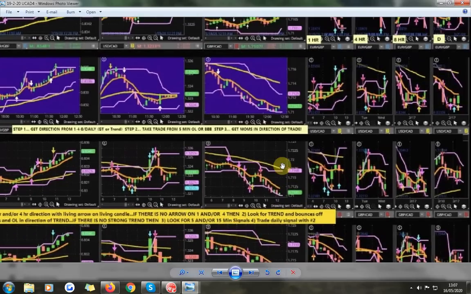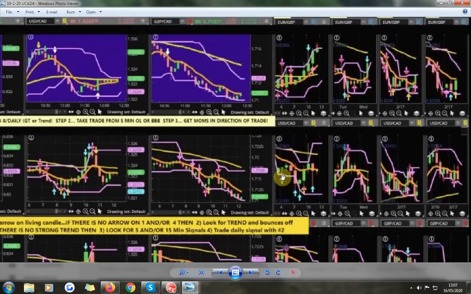Right, we'll just have a look at one more. UCAD 4-hour. Whether we had this signal or not, you've come up, paused here. You should be looking for more down. Look at the 4-hour pullback candle there. Set your sell stop. Bang.